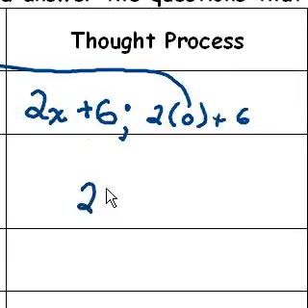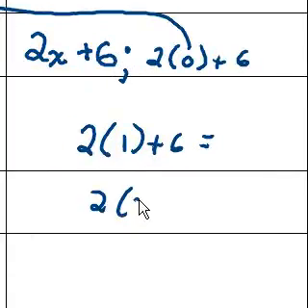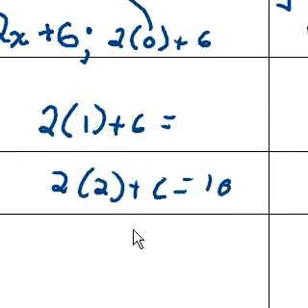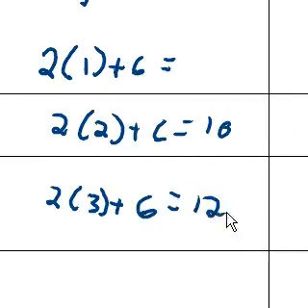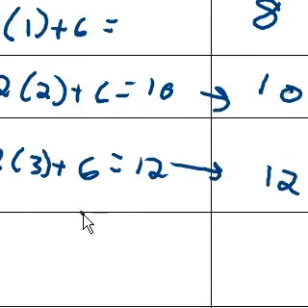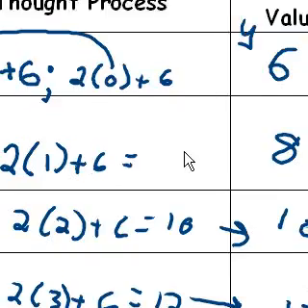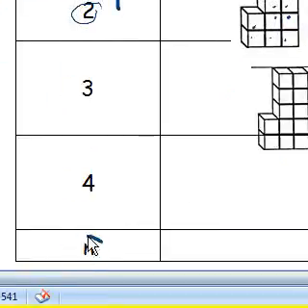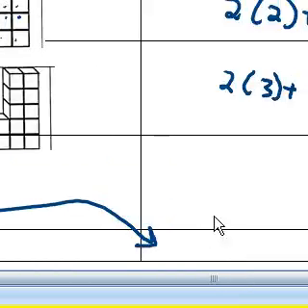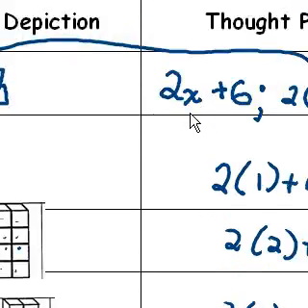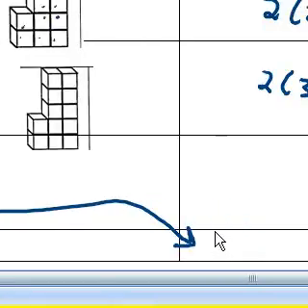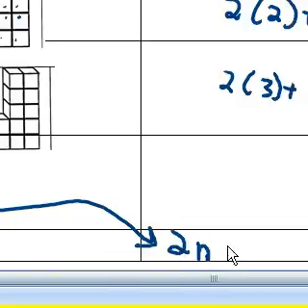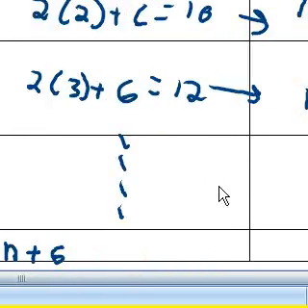Yes. Right here, 2 times 1 plus 6 equals 8. 2 times 2 plus 6 equals 10. 2 times 3 plus 6 equals 12. And so on. Until you finally get down to n here, and this is when we are interested in what is the general pattern. So I was using x up here. It looks like this table shows n, so we should probably rewrite it as 2n plus 6.